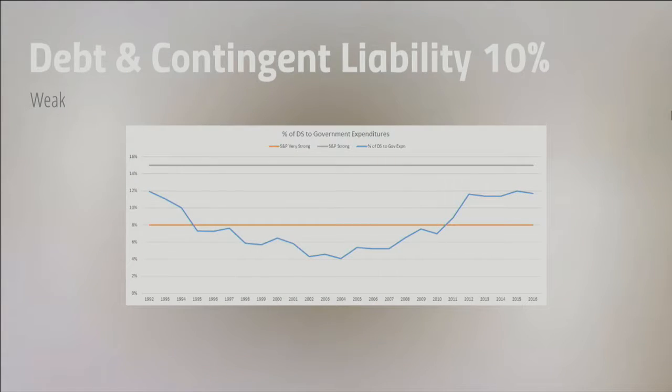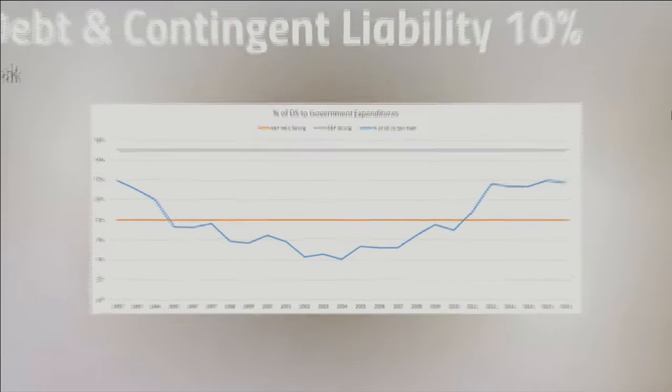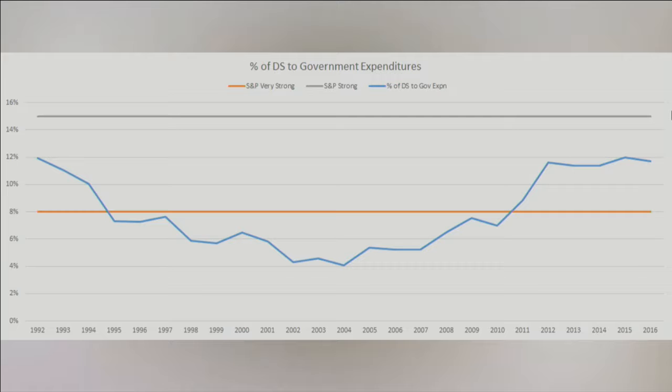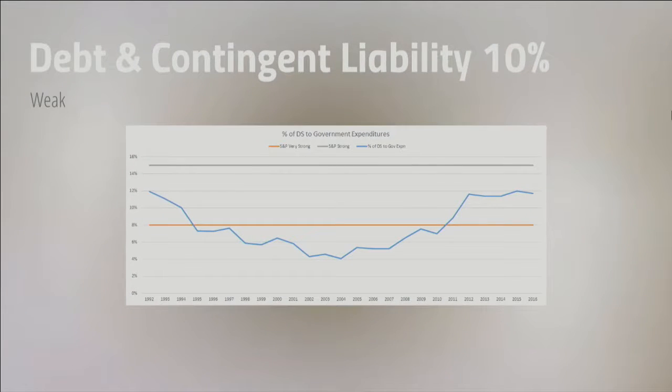All right, so the next is debt and contingent liability. Within this, not only do they look at debt, but they also look at other post-employment benefits. That's where your pension obligations and healthcare obligations will all come into play. So, let me back up. Debt and contingent liability is 10% of the total. Currently, we're rated a weak within this area.